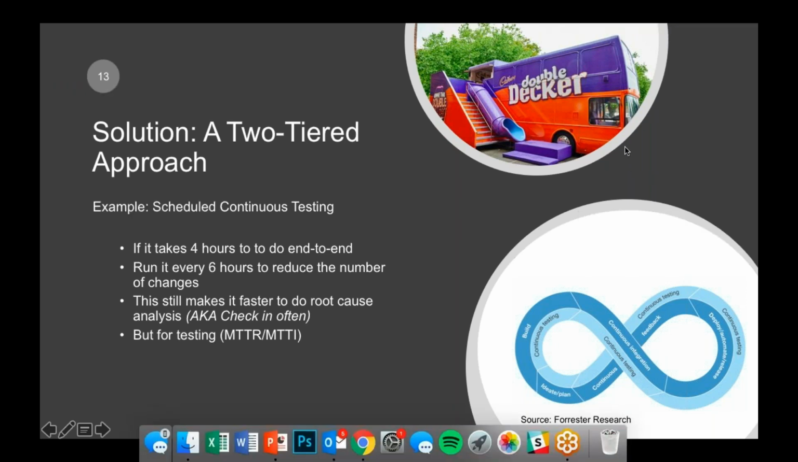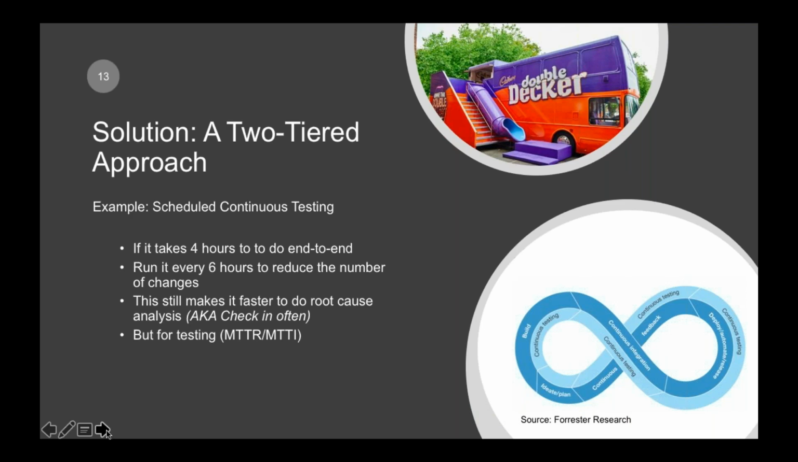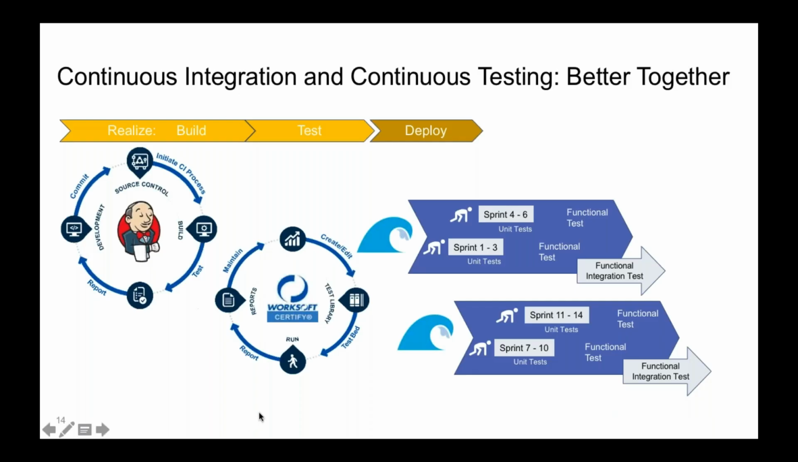So what we can actually do is work with mean time to resolution and mean time to identification. The same concepts of finding broken build code apply to end-to-end tests. When you're continuously testing every 6 hours, you know the number of check-ins or number of changes has been minimized. And that reduces our time to identify and resolve those defects. Again, continuous integration, continuous testing.